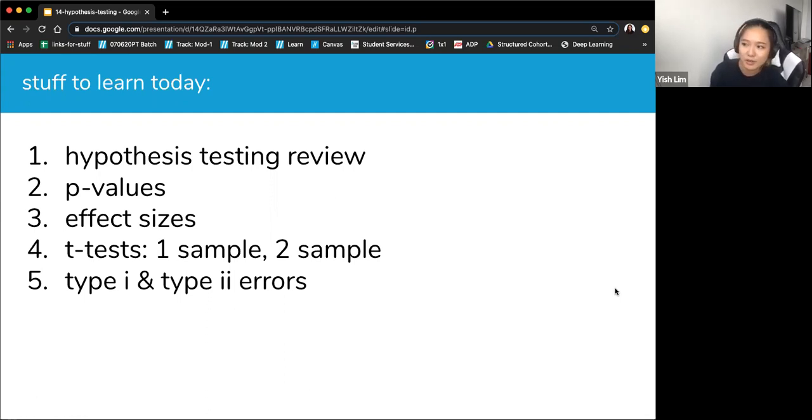Then we're going to go on to effect sizes, and effect sizes in this mod is kind of a separate thing, but it comes back next section. So we'll talk about it really quickly here. We'll elaborate next section. And then the bulk of this presentation is going to be on t-tests.